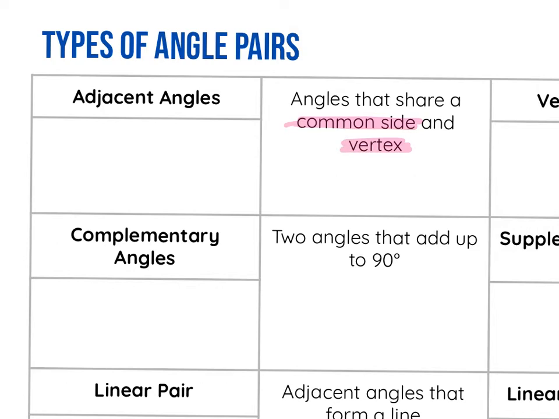If I'm looking at a picture of these, here's one angle, here's another angle. I'm going to call this angle 1 and angle 2. And again, what's important is that they have this side in common and this vertex in common. Another way to describe adjacent is really just next to. So adjacent, or next to each other.